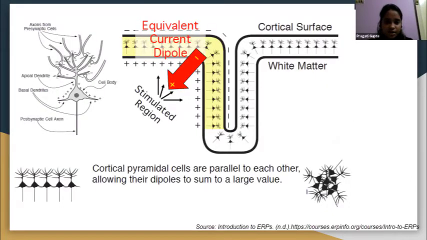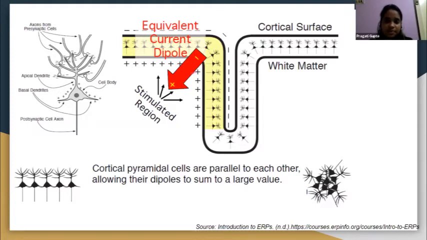So this is a short explanation of how it works. For example, we have this dipole, and these are the pyramidal neurons which are parallelly oriented, and we have the equivalent current dipoles. Equivalent current dipoles are the average of all the single dipoles in the neurons. So here we get those averages from the scalp regions.